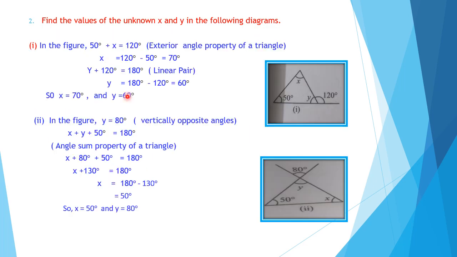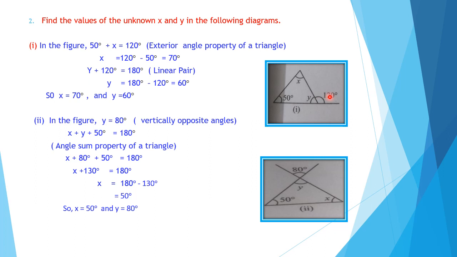Question number 2. Find the values of the unknown x and y in the following diagrams. Here we have again 6 questions. First question, see figure. In this triangle, we have here x, measurement of this angle in the triangle is y, and here it is 50 degree. And here this is the exterior angle and it is given as 120 degree.